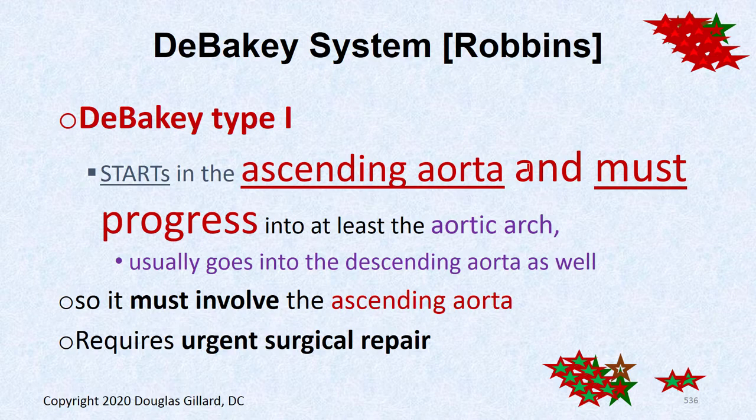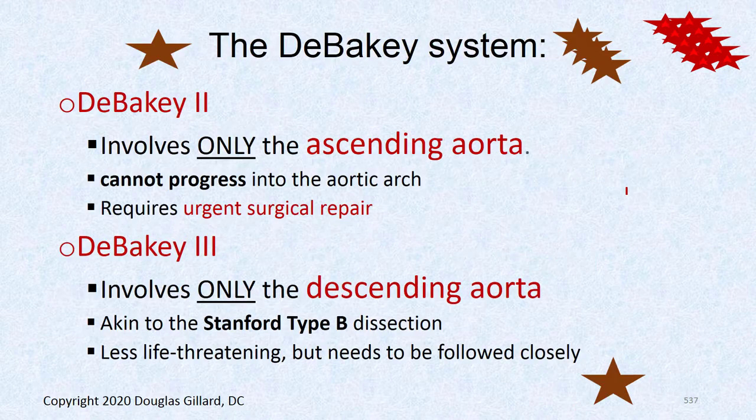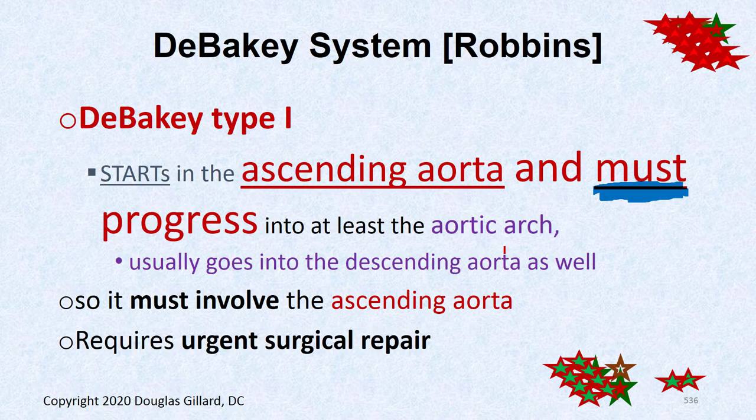So DeBakey 1 means that the dissection starts in the ascending aorta, did I say arch? It starts in the ascending aorta, and this time it must progress. If it doesn't progress, it's DeBakey 2. That's the definition of DeBakey 2. It's only in the ascending aorta, period. End of sentence. It's not in the arch. It's not in the descending aorta. Okay. But the DeBakey 1 has to go at least into the aortic arch. It can go all the way down, but it has to progress at least into the aortic arch.